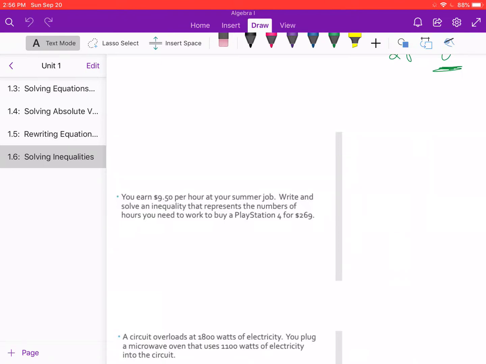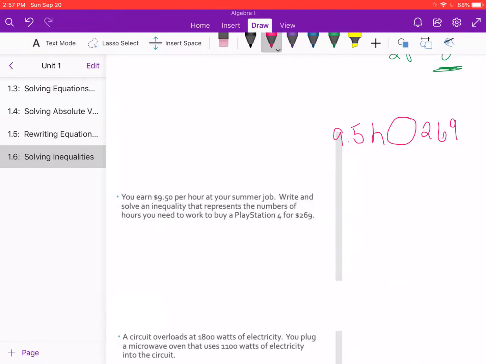Well, we know that when you work at a job and you are paid hourly, to find the total amount that you earn, you take your hourly rate, which in this case is $9.50, times however many hours you work. So I'm going to call that H, because we don't know what H is right now. And we want to buy a PlayStation 4 that's $269. Now we just need to figure out what's going to go in the middle.